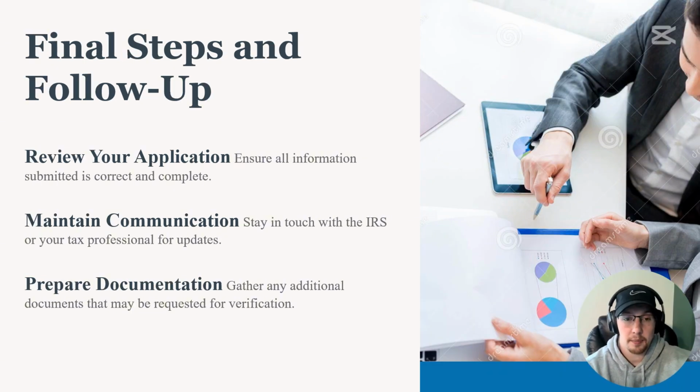The final steps, review your application. You should have done that whenever you were ticking and tying. Make sure you didn't have any miscalculations or errors. Ensure everything is submitted correct and complete. You're going to want to maintain communication with the IRS or your tax professional if you don't feel comfortable applying for the credit on your own.